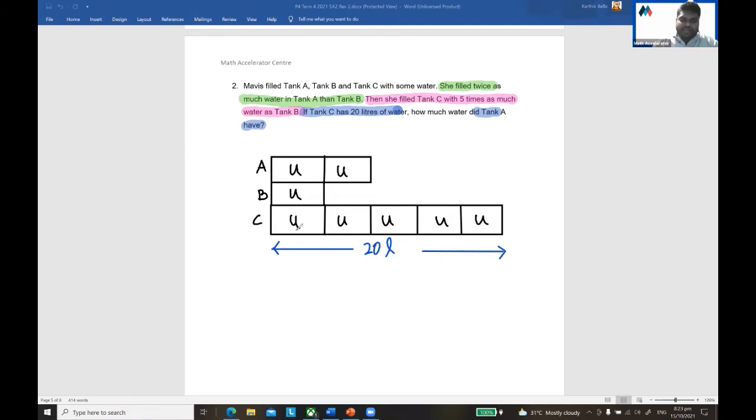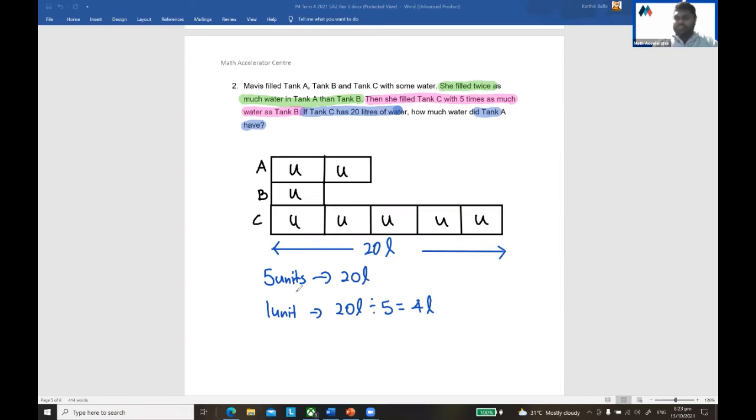Okay, so once you're done, count the number of units. 1, 2, 3, 4, 5. Okay, so 5 units is 20 liters. So 1 unit is 20 liters divided by 5, which is 4 liters.